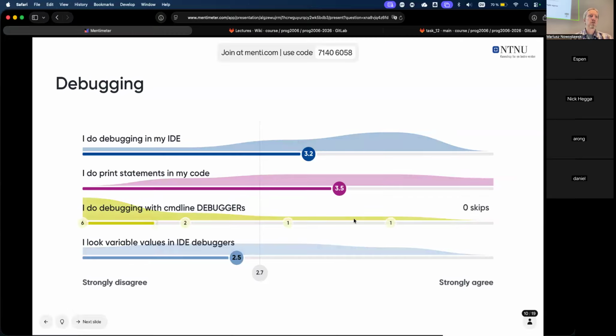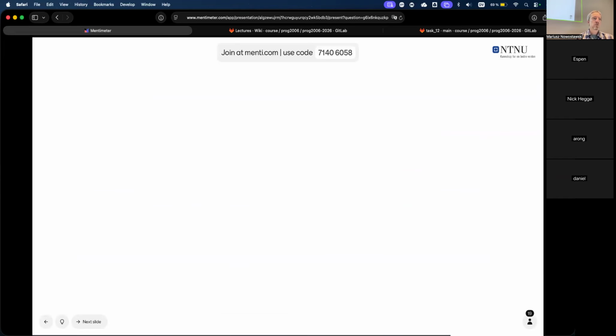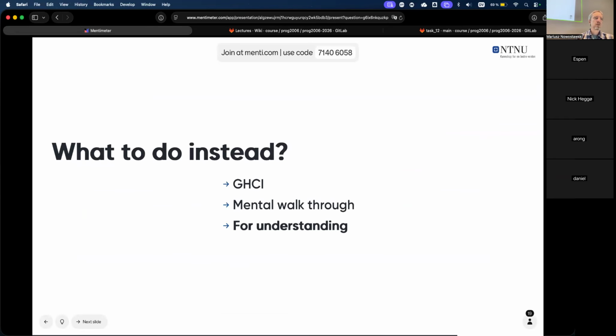So it's okay. It's not that you should never do it. You should do it, but you should try to over time do less and less of debugging. I mean, you have to find bugs. If you have bugs in your code, you have to find them. But if you're doing it to understand your code, then you should try to reduce it. So avoid manual debugging, basically, is my message. So what to do instead? For understanding, do mental walkthroughs and use GHCi, call your functions, play with your code in an interactive way, and write tests. For ensuring correctness, you do tests, right?